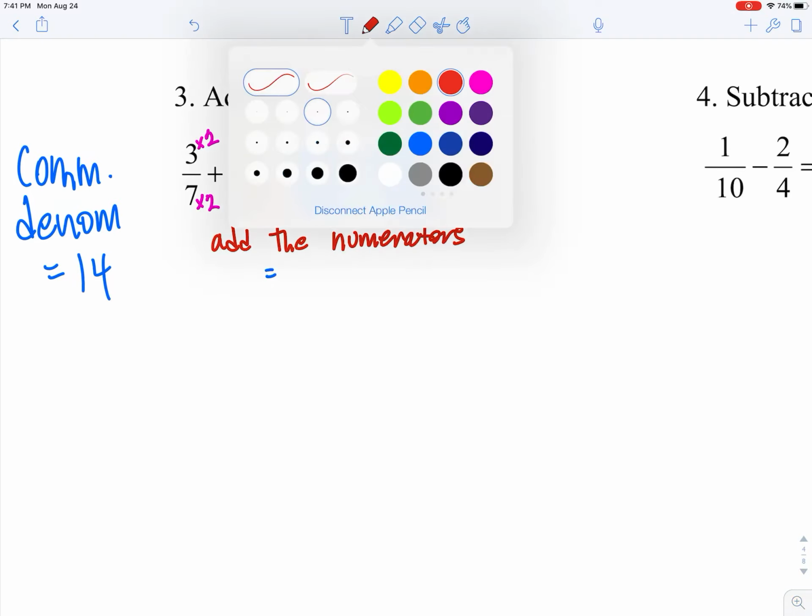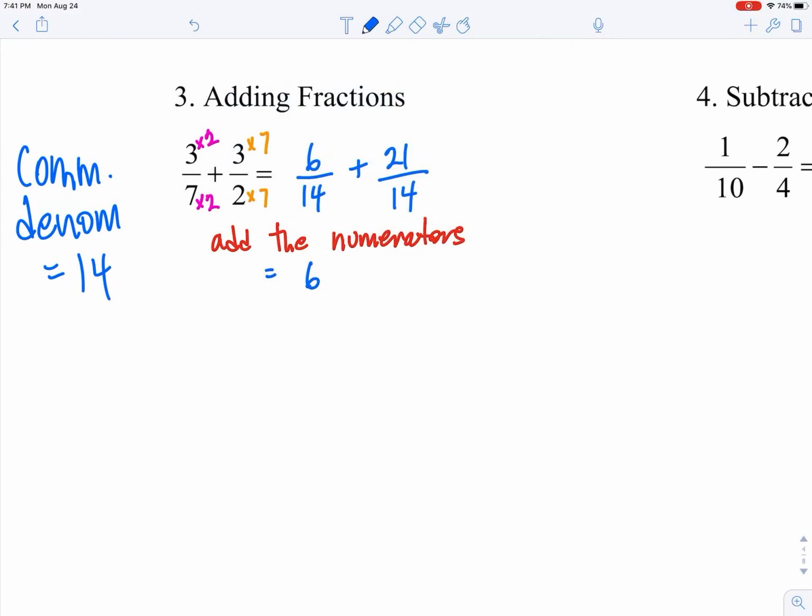And once you have a common denominator, now we're only going to add the numerators. So we're only going to add the tops. So that'd be 6 plus 21 over 14, which gives 27 over 14. And we would see if we can simplify it. 7 goes into 14, but not into 27.